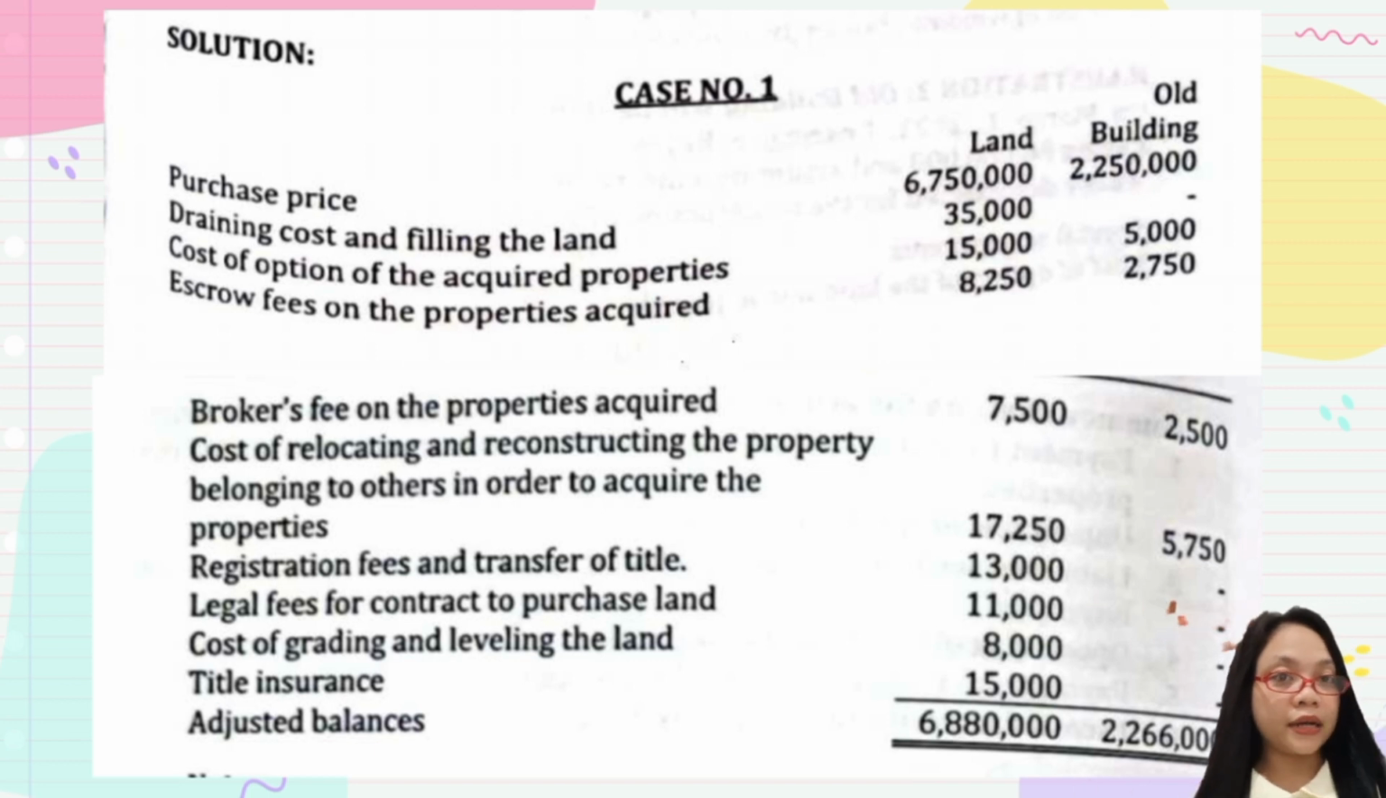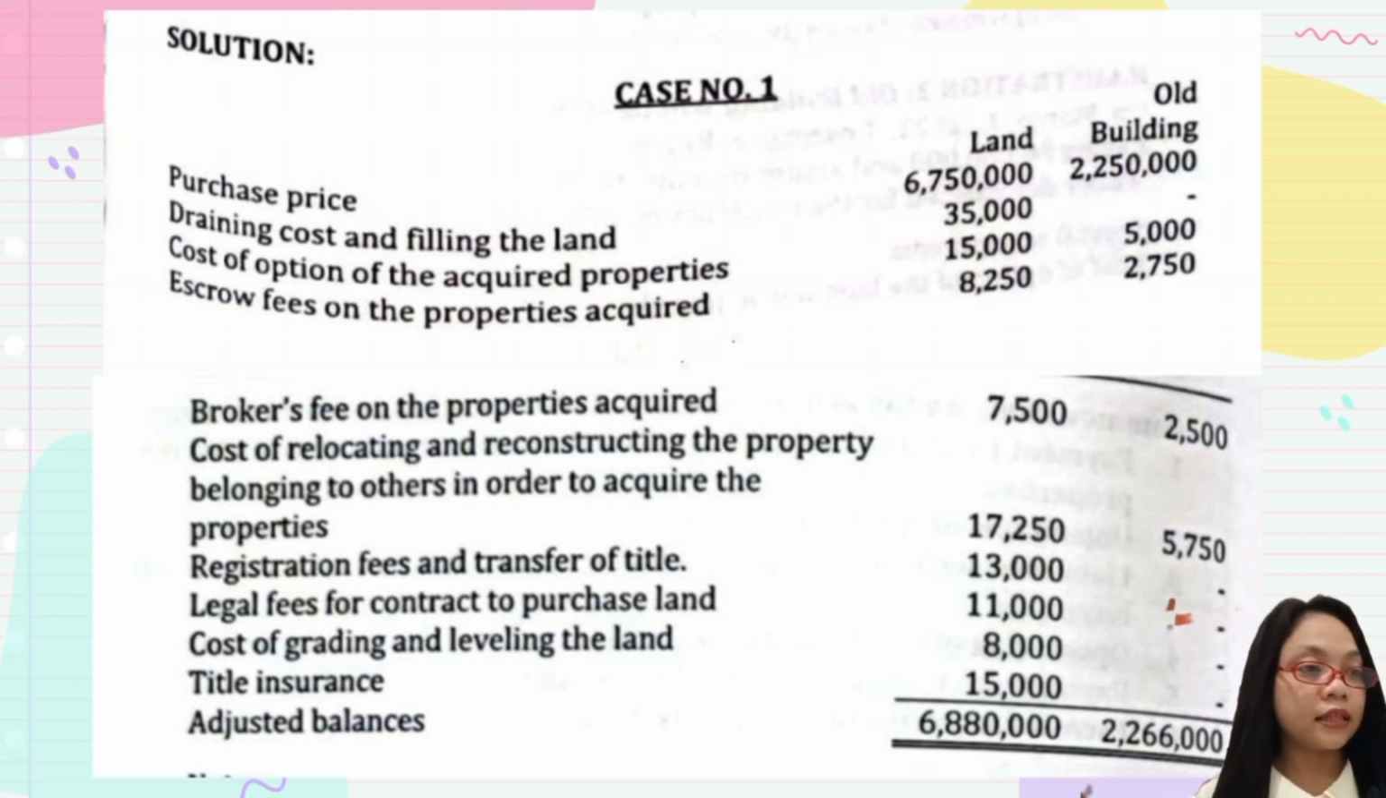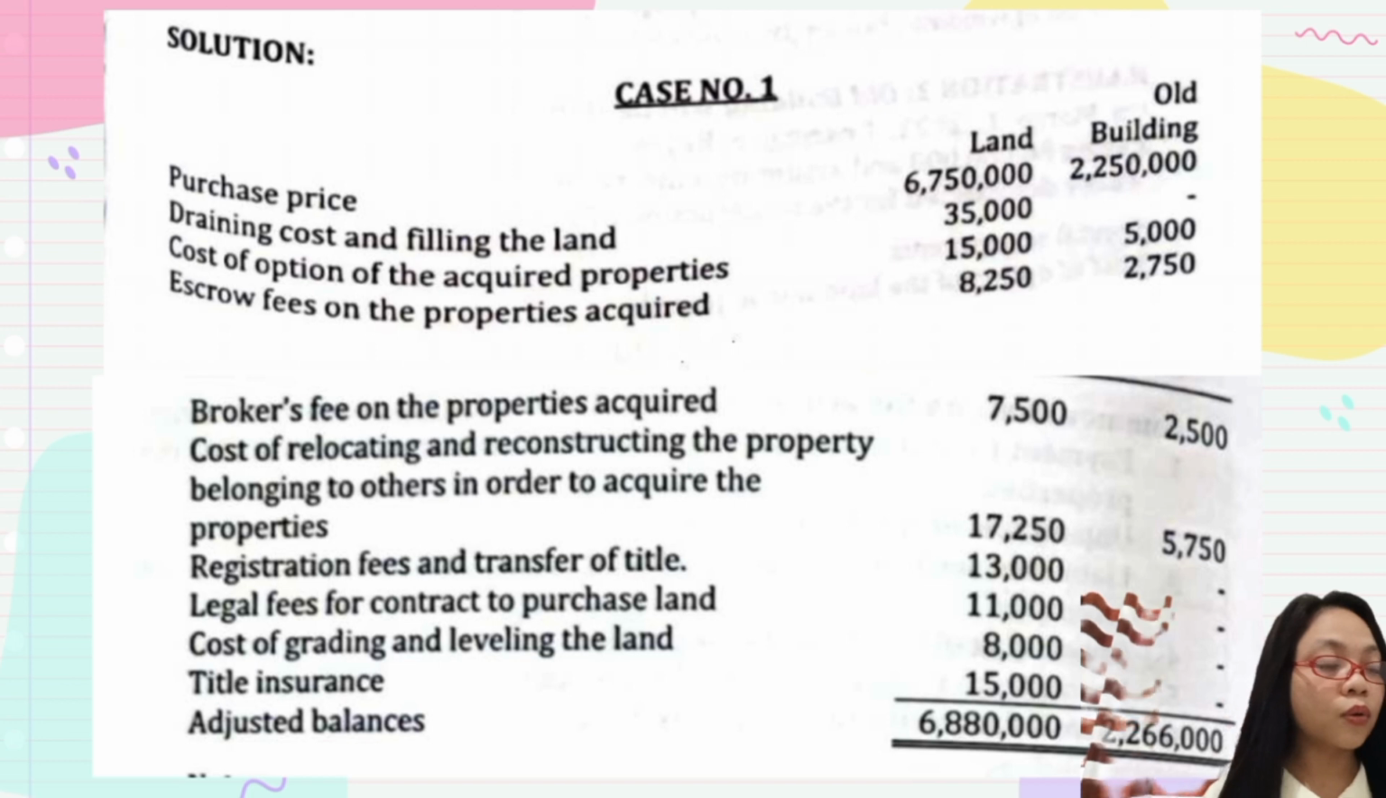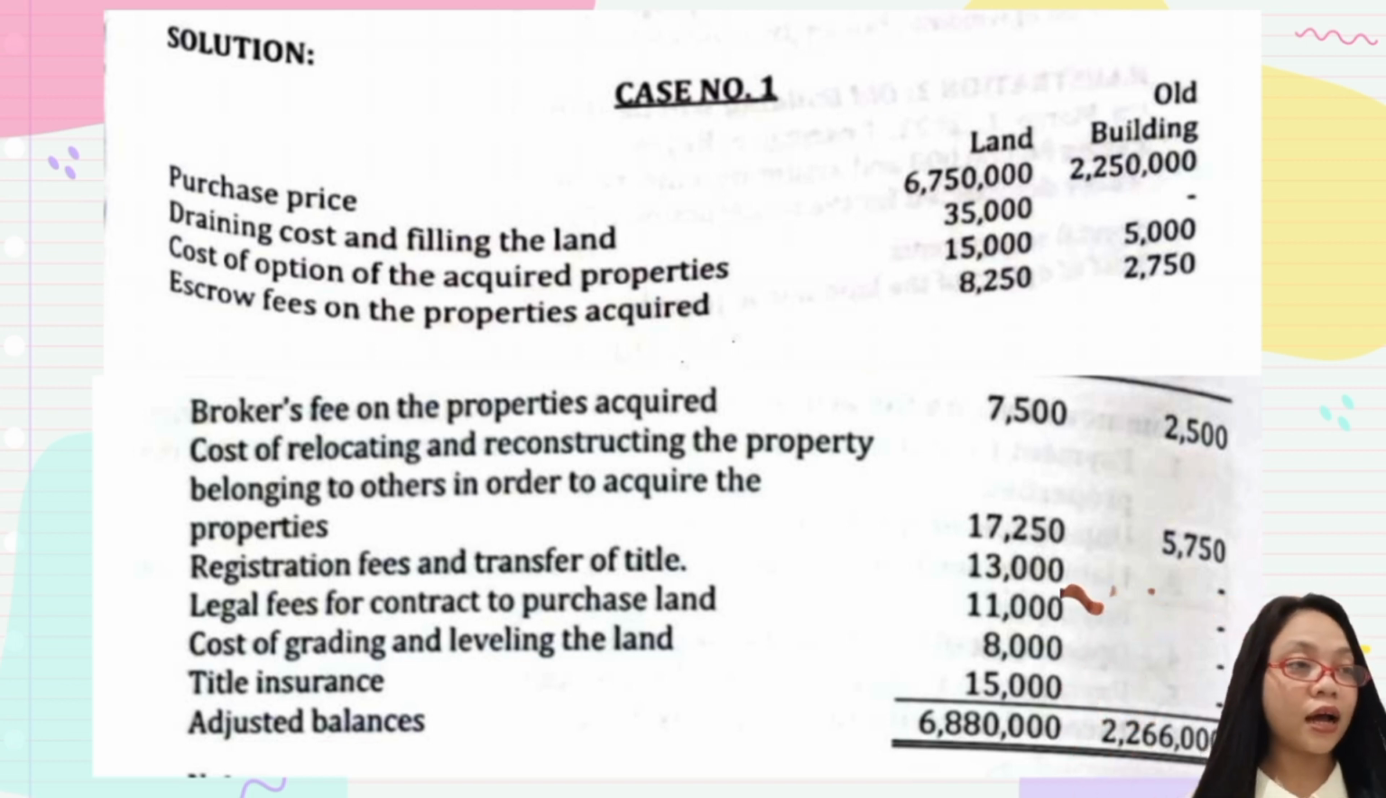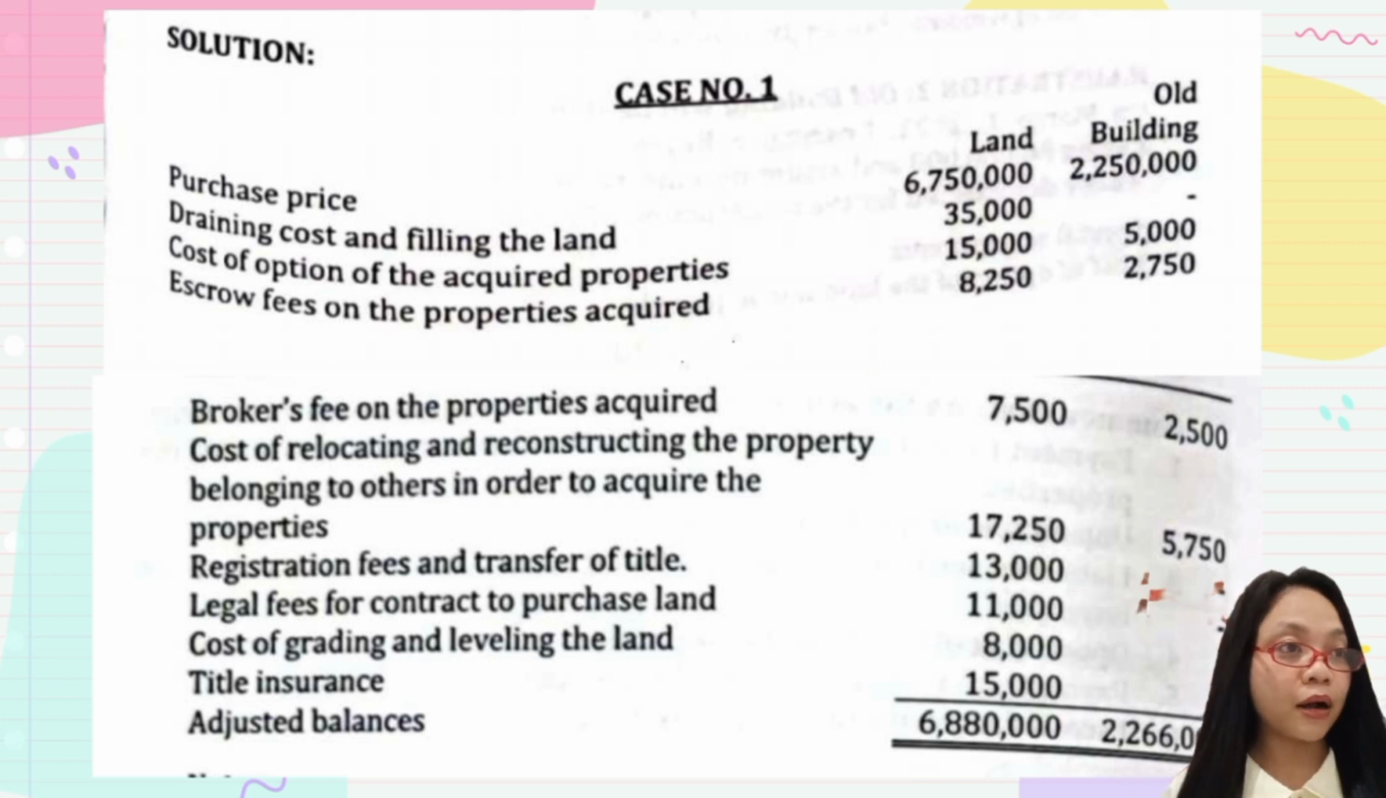Then for the purchase price, ato ni siyang i-allocate based sa fair value sa property na atong gi-acquire. So sa land, naay fair value na 9 million and for the old building, naay fair value na 3 million. So, for the land, ang 9 million na fair value be divided by 12 million, which is the total fair value of the properties acquired. So, naay 75%.